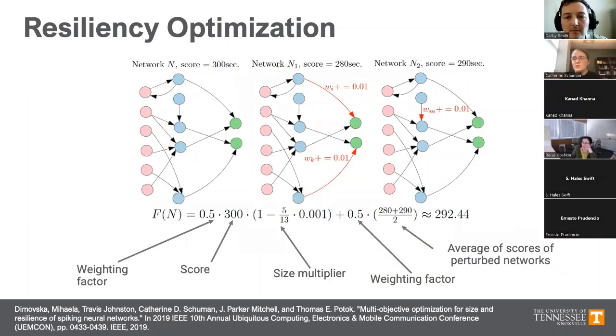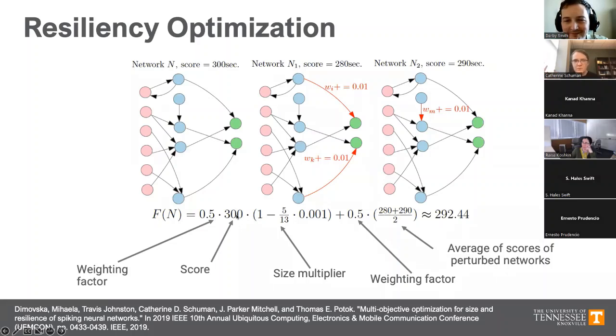We did this also with resiliency. And what you can see here is what that fitness function looked like for one of our tasks. So we have weighting factors for our different objectives. I'm going to come back to this because this is where I have a cautionary tale. Different weighting factors here. This was the original score on the task for our network.